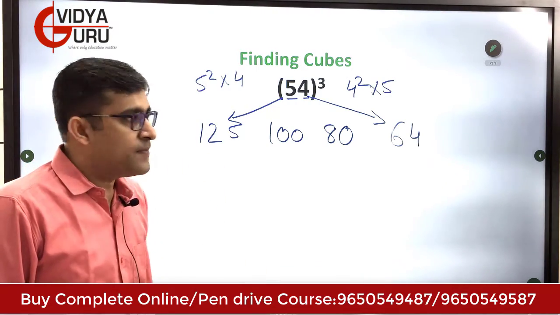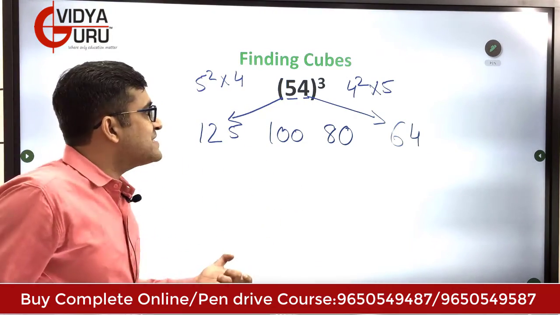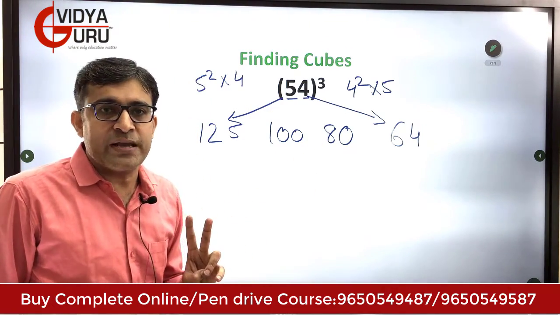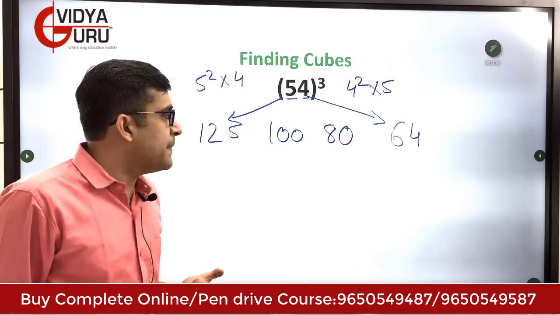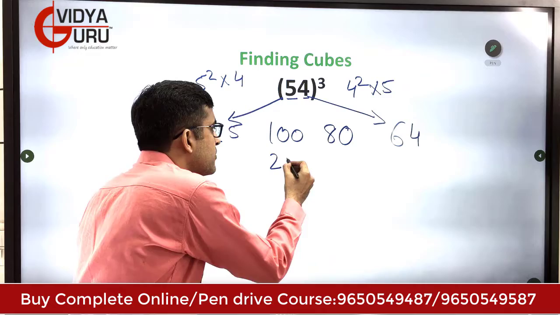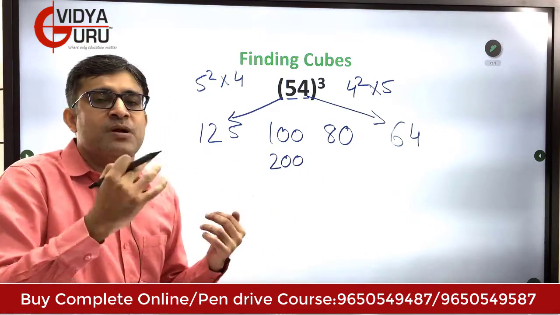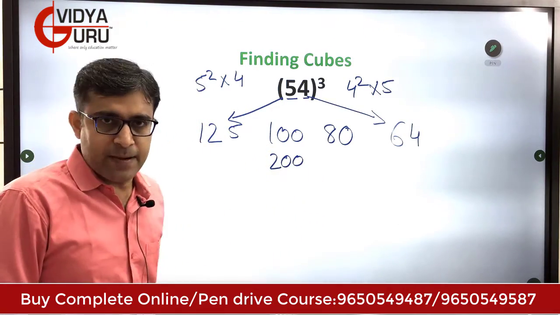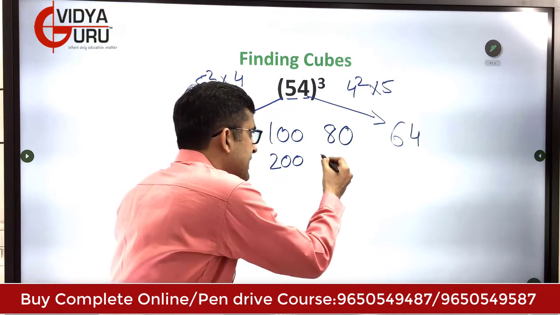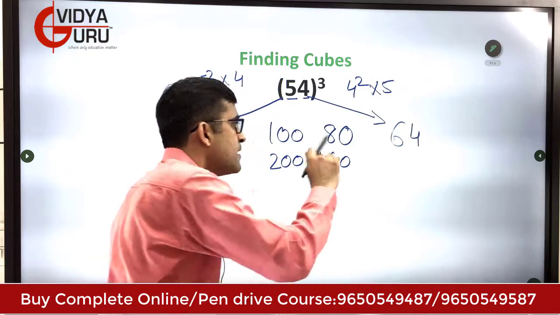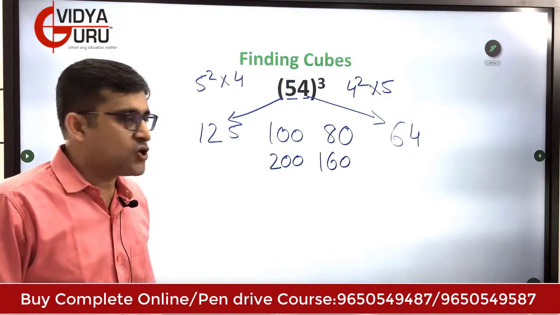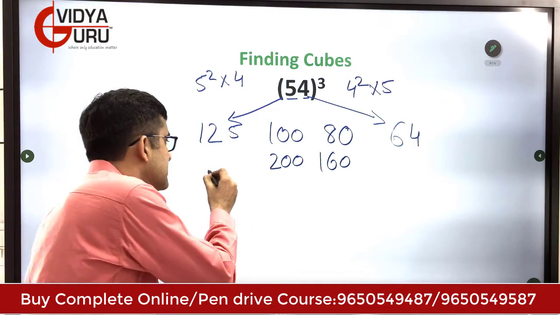Now what is the second step? Students, in the second step, we simply need to double the two values which are in between. The two values which are in the middle. What are these two values? 100 will become 200. I simply need to multiply it with 2. I need to make it double. So 100 becomes 200. Sure. Similarly, 80 will become 160. 80 into 2 is 160. Sure. That is the second step.